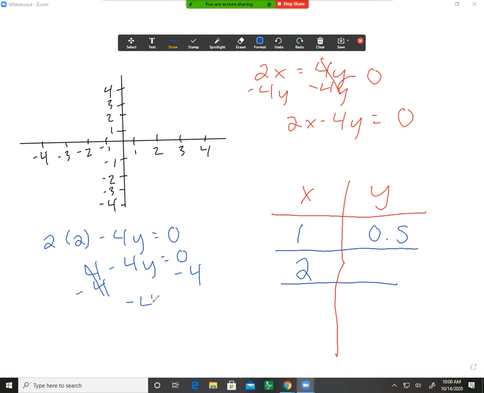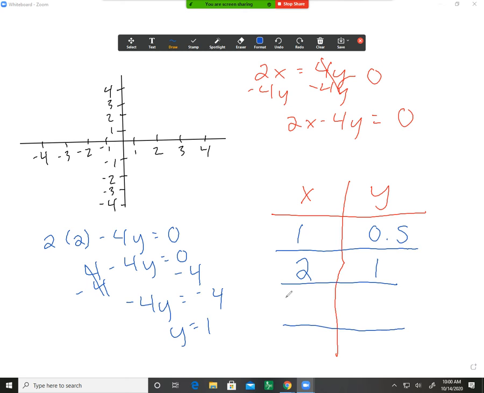So we cancel, I got negative 4y equals negative 4, so what does y equal? 1. So when x is 2, y is 1. Alright, so we can make a line with 2 points, but just to be safe, let's do one more. Should we do negative 3? Should we get some negative values in here?